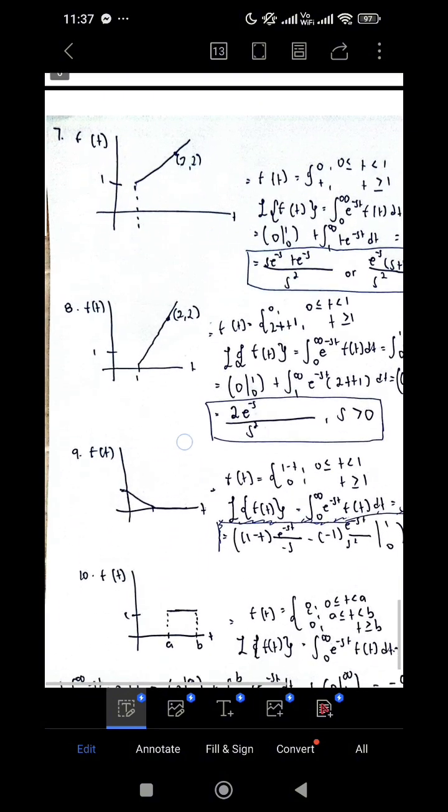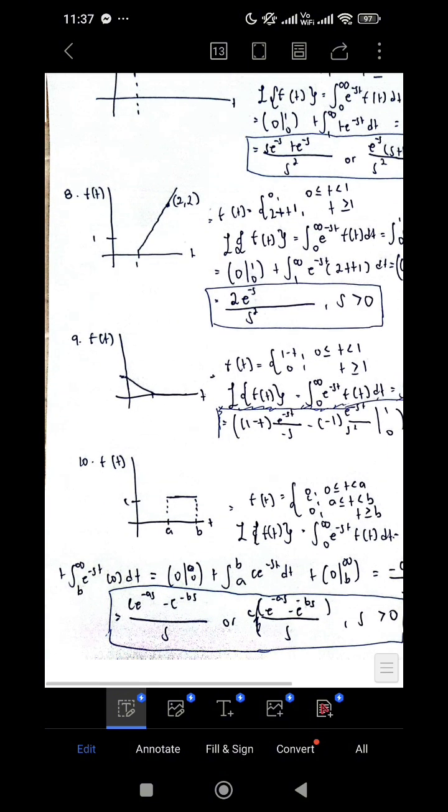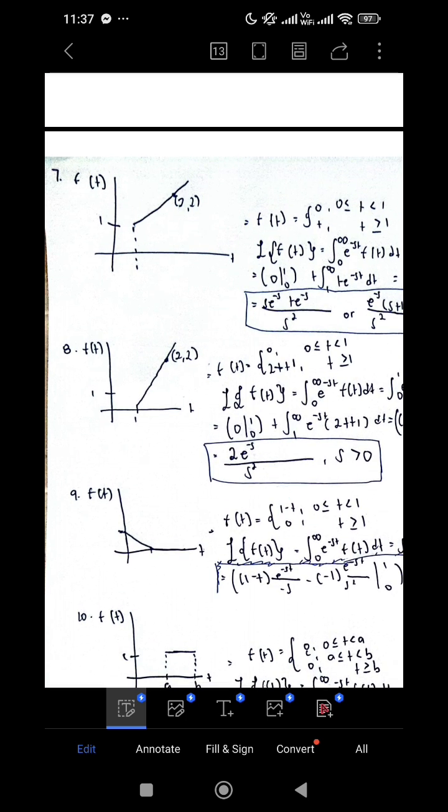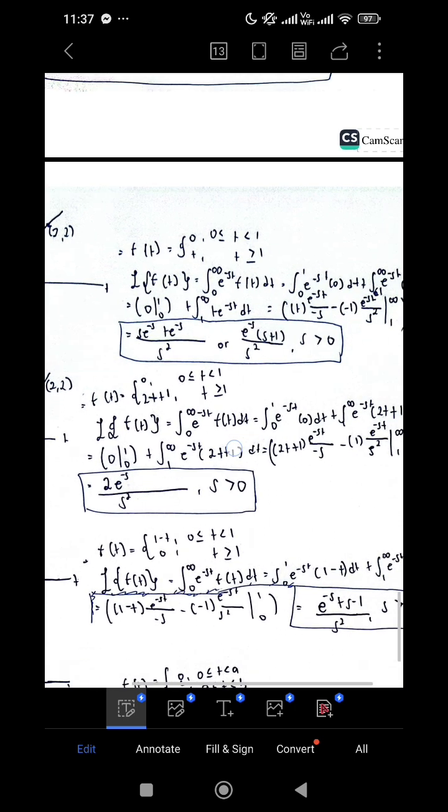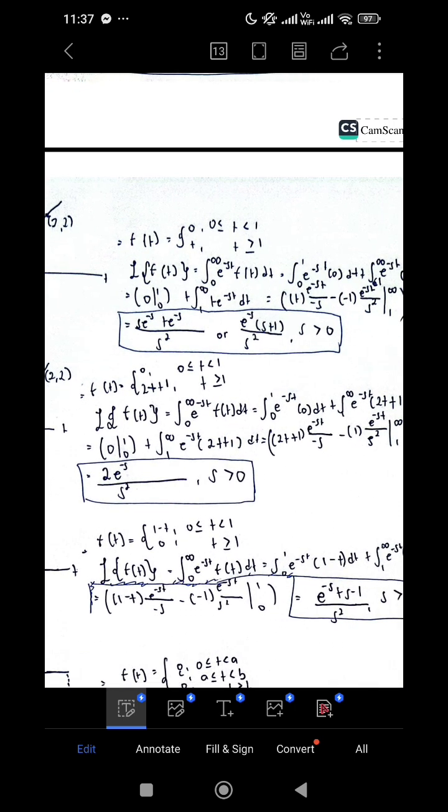Then on number 7 we have this. Number 7 until number 10. So f(t), the value is going to be the same as earlier but with different values. So the final answer, I will be just reading the final answer. s e raised to negative s plus e raised to negative s over s squared, or e raised to negative s (5s plus 1) over s plus 2, where s is greater than 0 again.